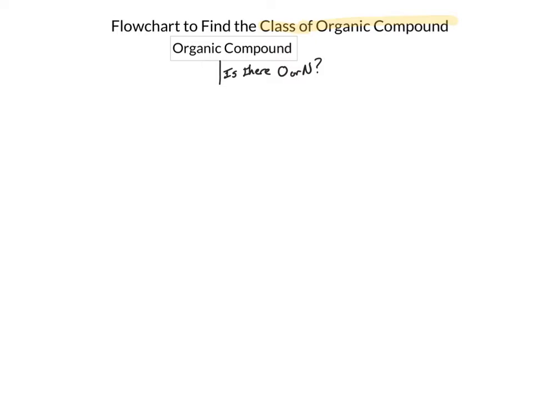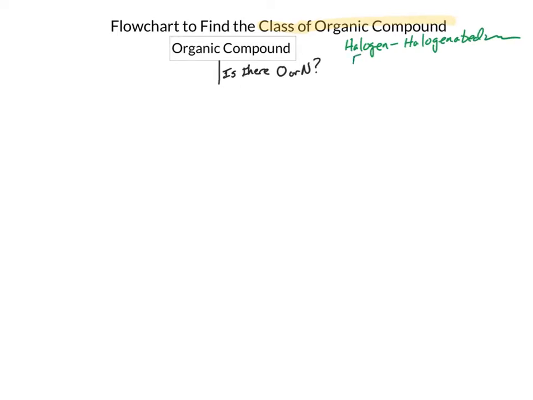With the exception of the halogen. A halogen can be attached to any of these groups and the name will stay the same, but it will say halogenated. So you will see terms like halogenated alkane, halogenated alkene, halogenated alkyne, halogenated alcohol. All that indicates is that there's a halogen attached where one of the hydrogens should have been. So we are not going to use that as a subcategory.